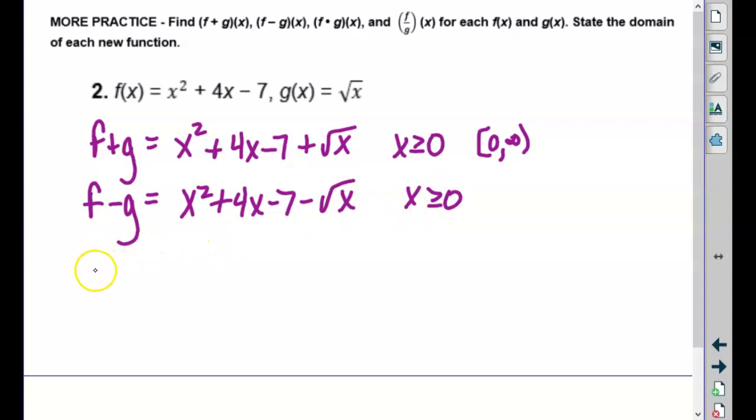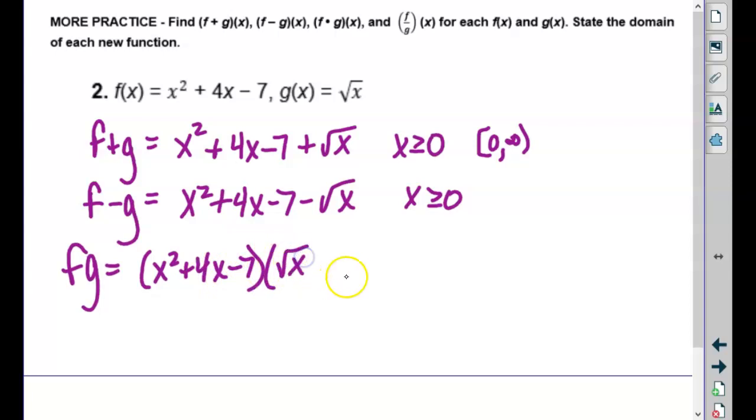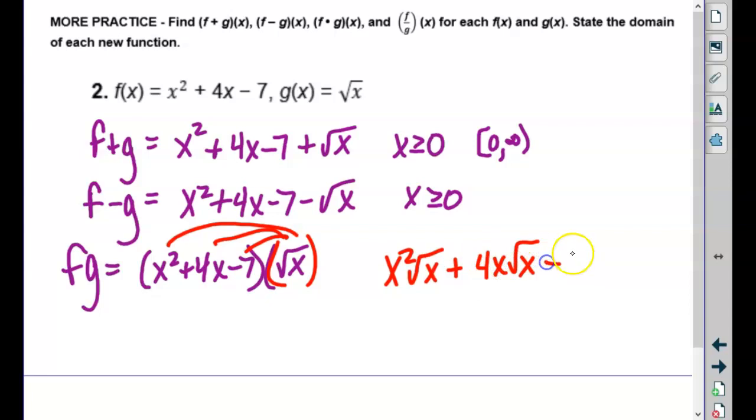All right, multiply. Ooh, not so cool. x squared plus 4x minus 7 times the square root of x. There's nothing nice you could do here. If you distributed this, you would just have x squared times the square root of x plus 4x times the square root of x minus 7 square roots of x. Honestly, I would be fine if you just left it. I'm not going to ask you one like this. So either one of these is fine, but again, x has to be greater than or equal to 0.